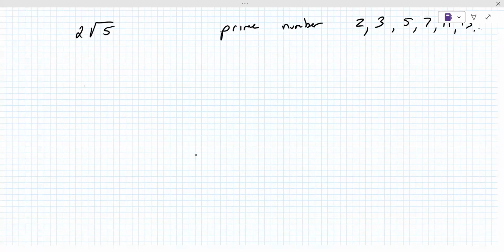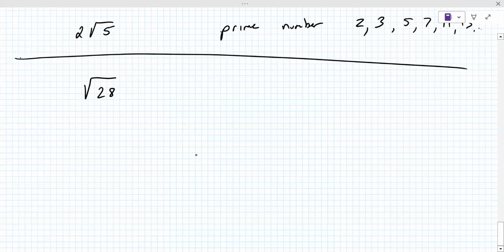So let's look at something else. Let's look at the square root of 28. So what you do is you always start with the smallest prime number that goes into 28. Does 2 go into 28? Yeah. 2 times what number gets you back to 28? 14. And then does 2 work again? Yeah. What's 14 divided by 2? 7. You stop when you have all prime numbers on the leaves out here.